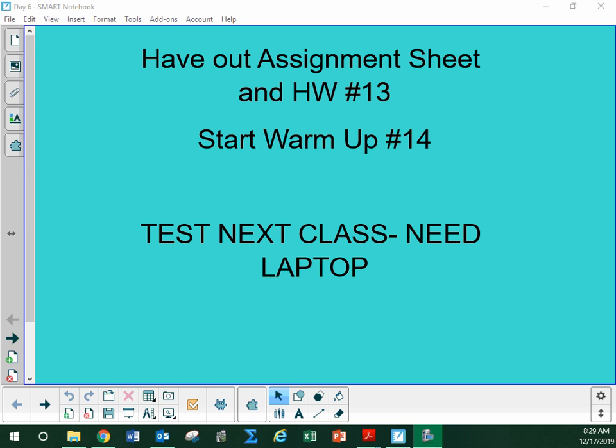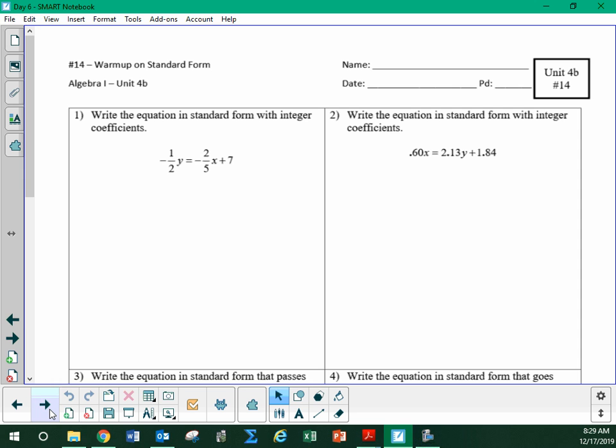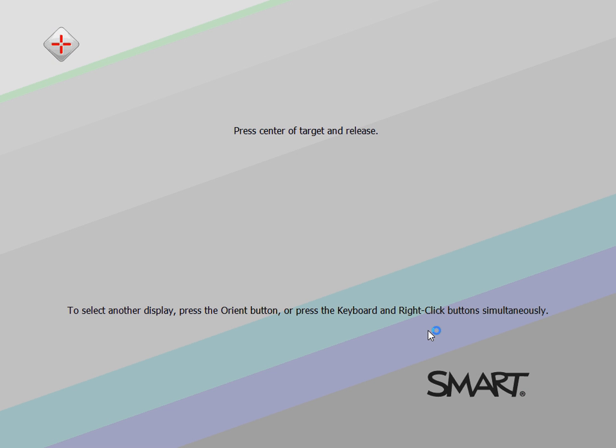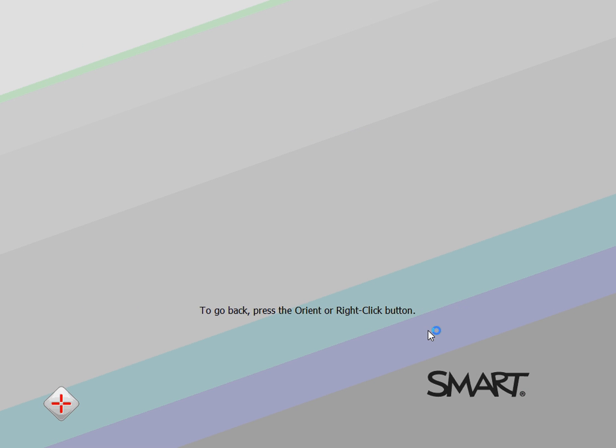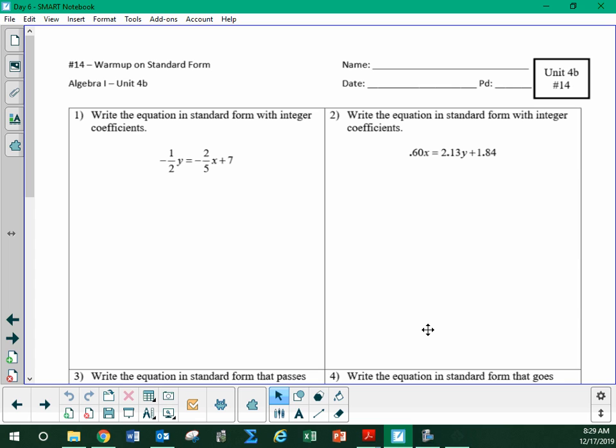All right, so let's go ahead and take a look at our warm-up, refreshing our memories with standard form. This is what your homework was on. All right, so just a reminder that standard form, if you have equations starting out, then all you have to do is get rid of fractions, decimals, and make sure your A is positive. Get it in the right order. If they don't give you an equation, you have to first write the equation.